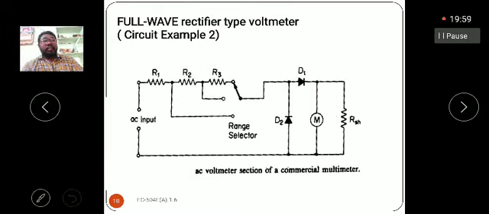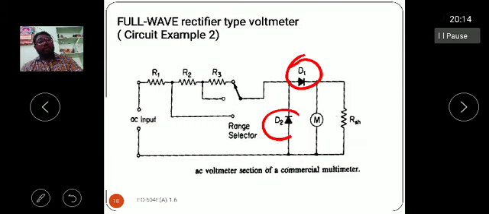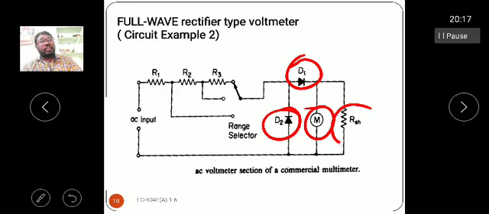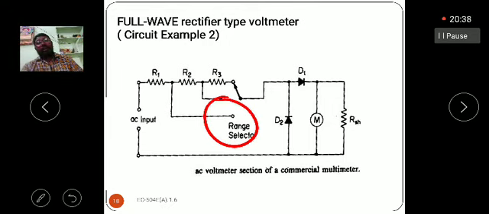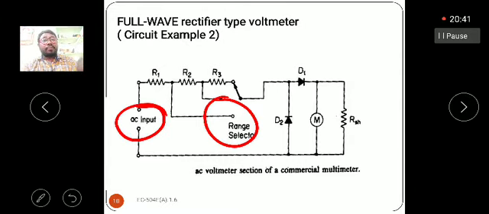Then this is another example of the full wave rectifier type voltmeter. Here is the AC voltmeter section of the commercial multimeter. Here we are using two diodes, D1 and D2. We are using one more thing, that is the meter, in shunt with a resistor, that is the shunt resistance RSH. Here we are using a series of three resistors, R1, R2, R3, and with the help of a switch they are connected to this particular circuit. We have the range selector, that is selecting the resistance R1 or R2, R3, and here we are using the AC input signal.